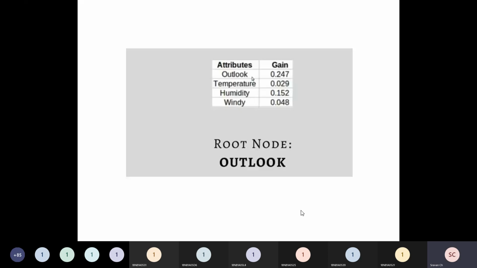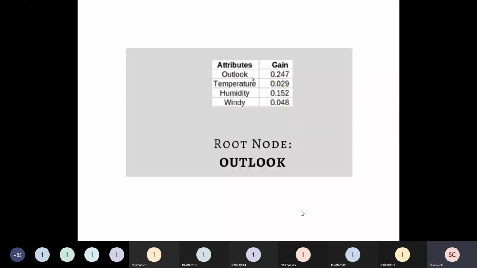What will be the next question? Can anyone guess what should be the next question? Okay. Outlook is the root node. The next question is, how many children should the root node have? 2, 3, 4, 5? How many?